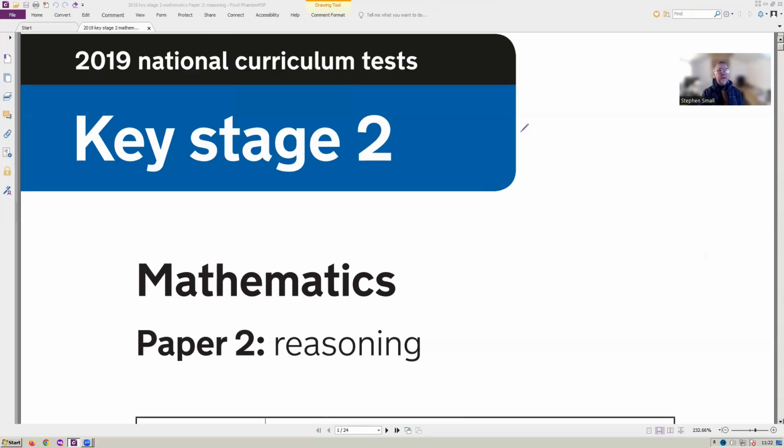Hello everyone, we're going to look at this 2019 National Curriculum Test, Key Stage 2, Mathematics, Paper 2, Reasoning. And so let's get started.